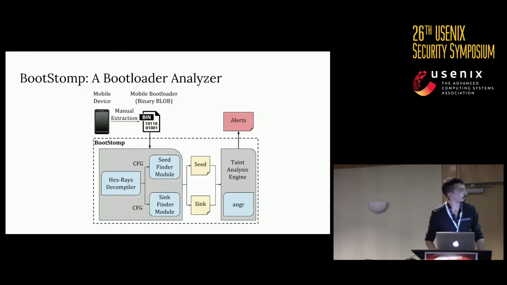This is an overview of the system. We start from the binary blob, the bootloader. BootStomp takes as input the bootloader, and this goes to a first module which is built on top of IDA, which basically automatically identifies a set of seeds and a set of sinks, takes them and sends them to a second module which is built on top of angr, which carries on the analysis and eventually produces the alerts for the analyst.